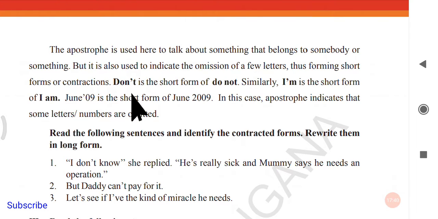So these are called short forms. This is a long form, this is a short form, or we can also call it a contracted form. So don't is the short form of do not. Similarly, I'm is the short form of I am. June '09 is the short form of June 2009. So in this case, the apostrophe indicates that some letters or numbers are omitted. Omission in the sense of removing, or condensing letters from words.